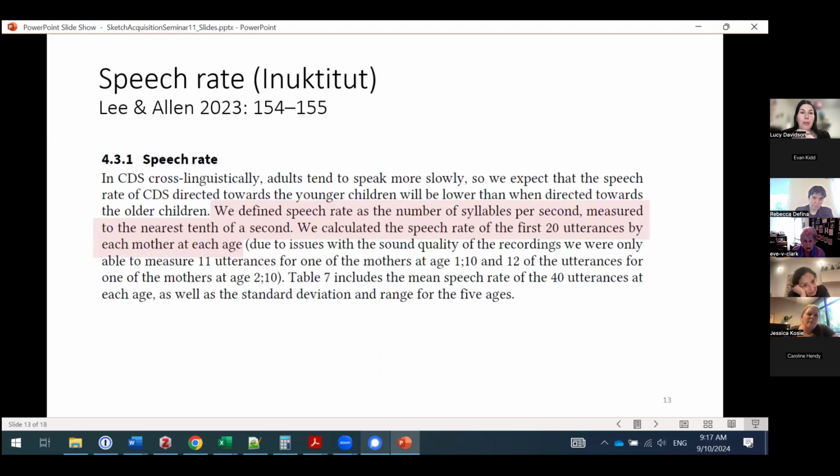So when looking at speech rate in Inuktitut, they define this as the number of syllables per second measured to the nearest tenth of a second. And so they calculated the speech rate of the first 20 utterances by each mother at each age point, so each of the 5 age points. So this is a nice way to analyze speech rate, I think, and we'll be doing something quite similar with the Murimpata data when we do that.